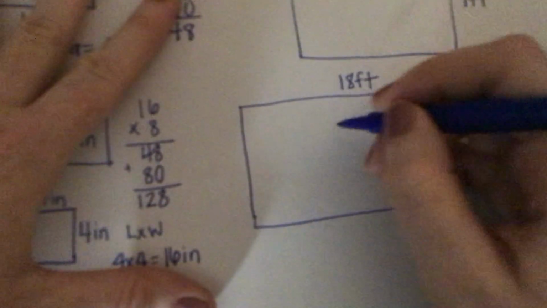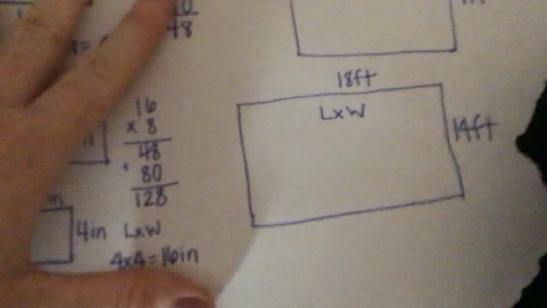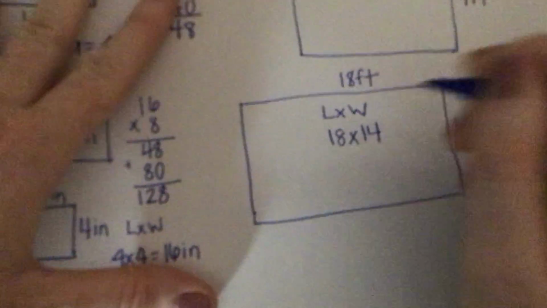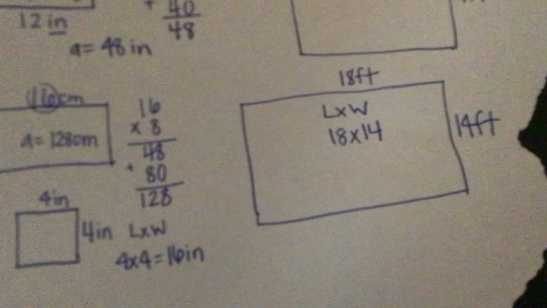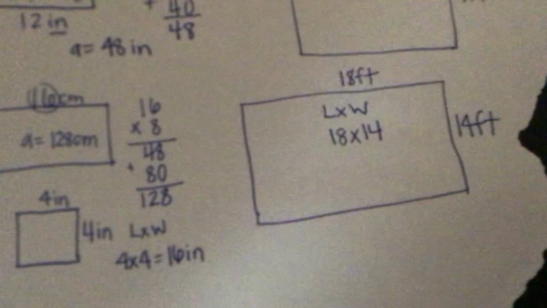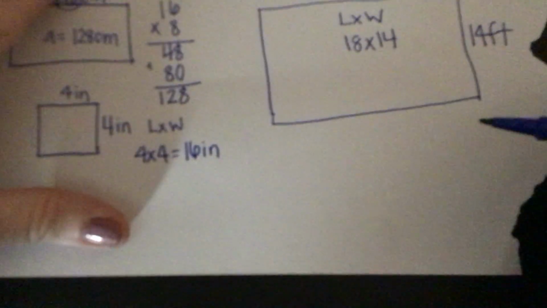So since we are using L, I'm going to write it inside here, L times W, that means we're doing 18 times 14. And this is actually a perfect time to practice either partial product or area model. Because we're doing area, I am going to do area model.